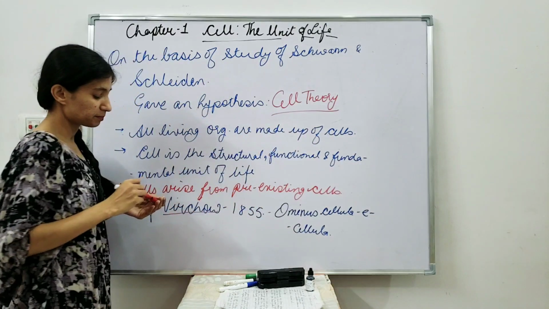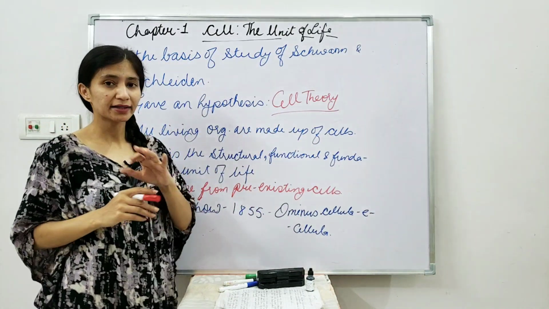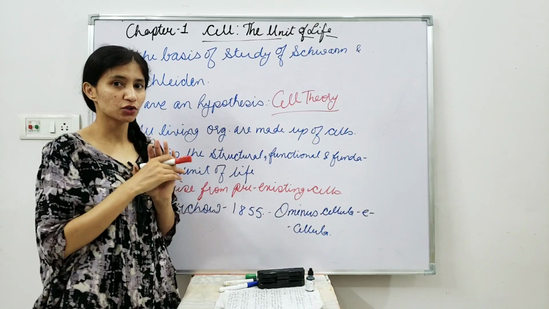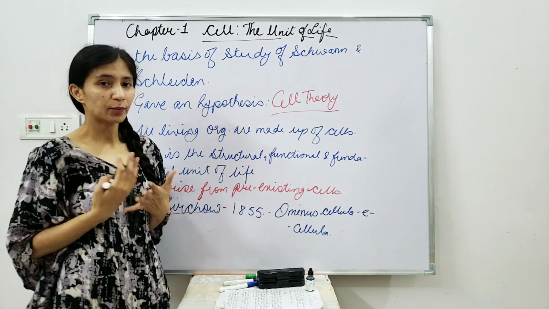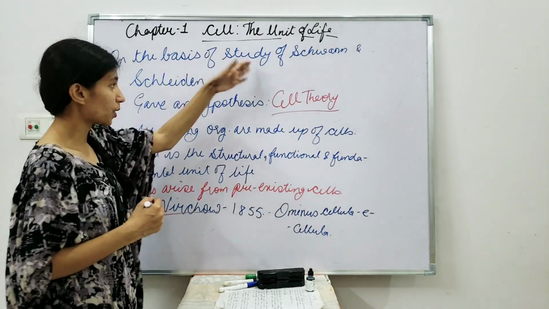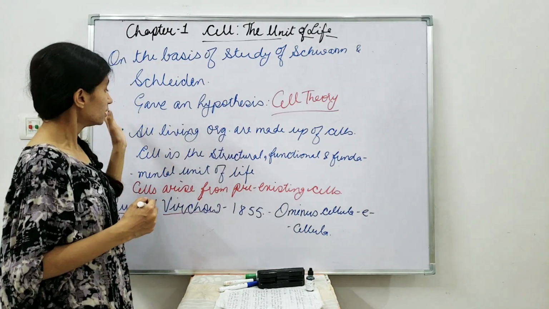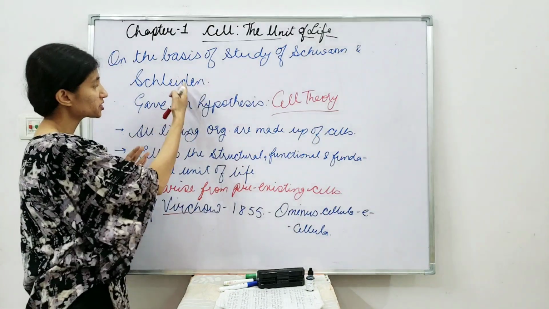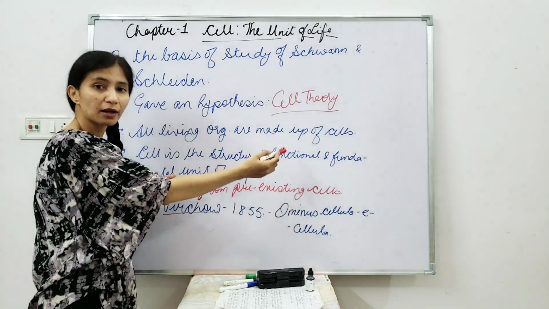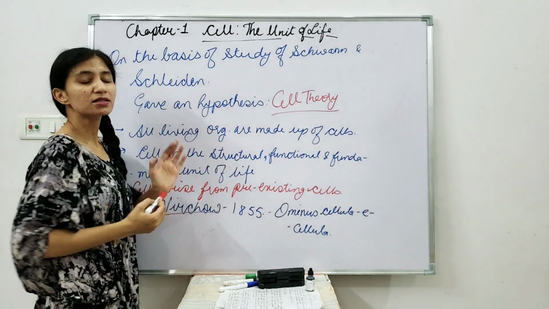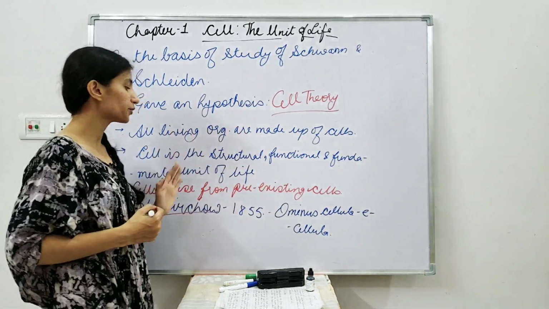Okay, so basically the three scientists gave their prominent ideas for the cell theory based on their relevant work, that is Schwann, Schleiden and Rudolf Virchow. The first thing that was given by Schwann and Schleiden was that all living organisms are made up of cells, and the cell is a structural, functional and fundamental unit of life.